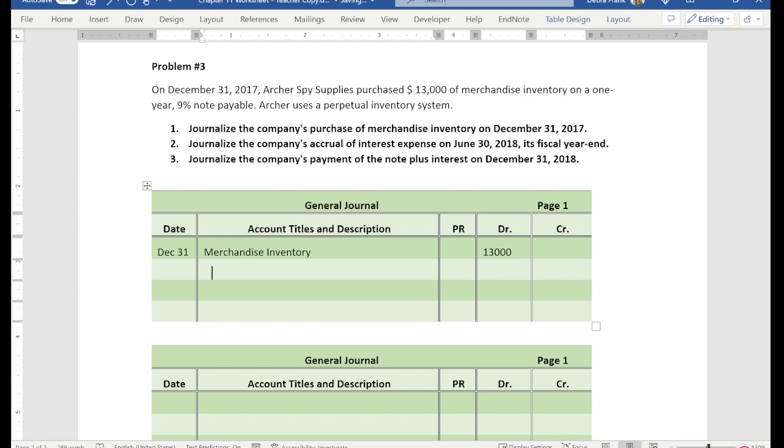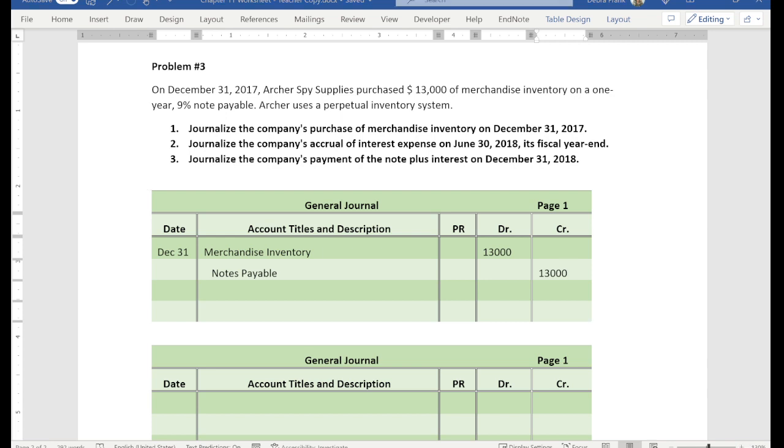And so now they said they didn't pay cash for it. They owe it with a note. So we'll have a new liability called notes payable. All right, so that is it for that transaction. Not too bad, pretty simple there.